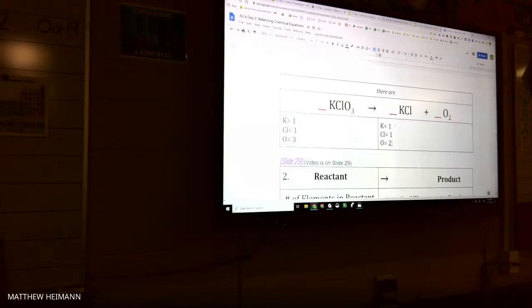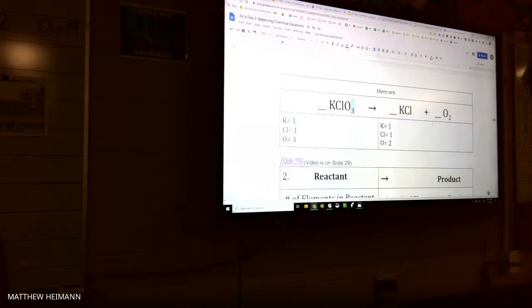All right, so potassium's balanced, good. Chlorine's balanced, good. But oxygen is not balanced. There's 3 on the left and 2 on the right. We need to find a good number that both 2 and 3 go into, and we can multiply 2 times and 3 times to get the same.